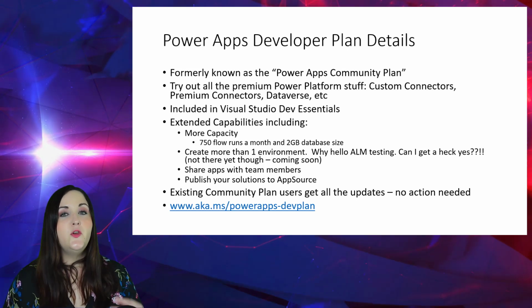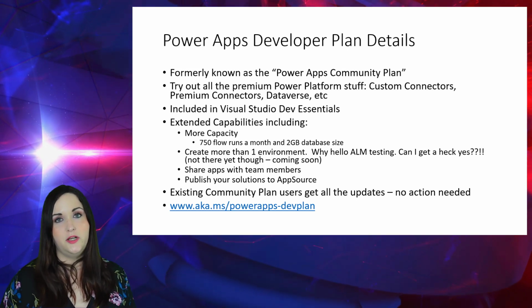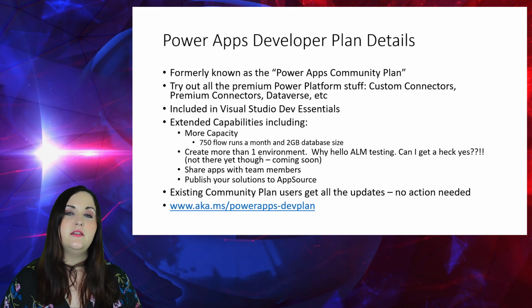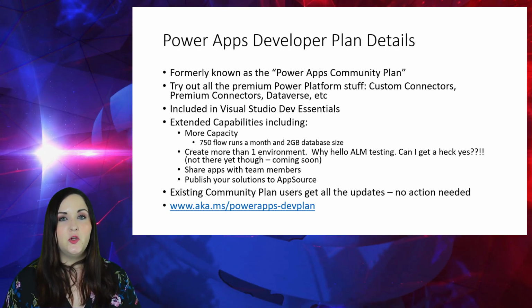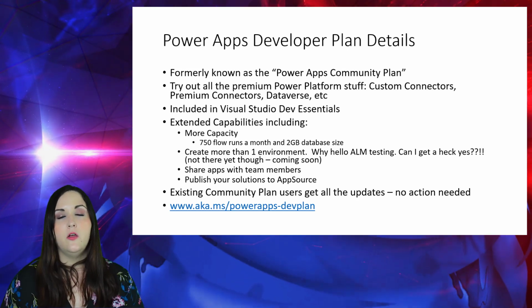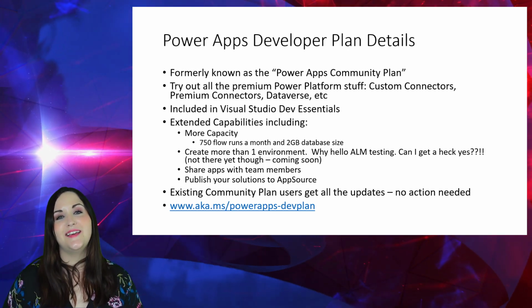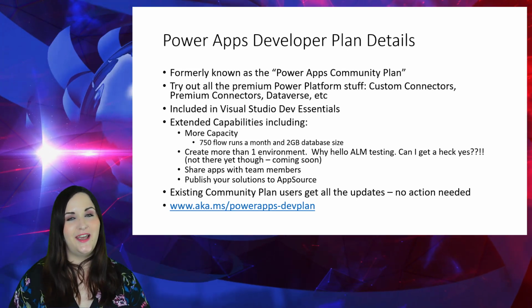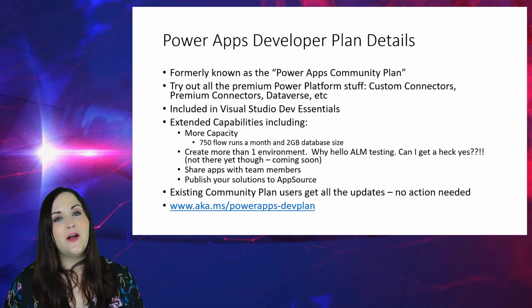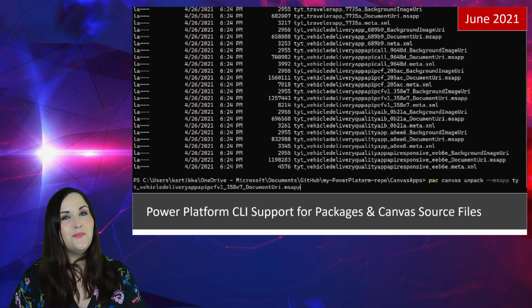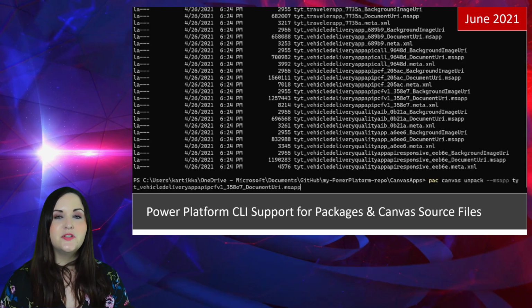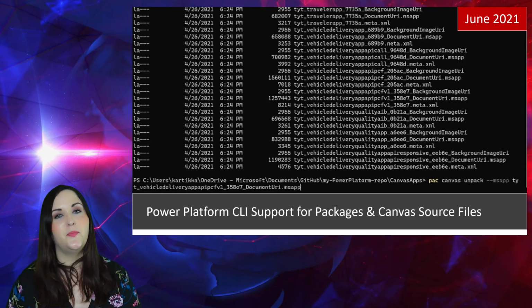And important to note, if you already have a Power Apps community plan, the old version of this, you don't have to do anything. You'll just automatically get all of these new capabilities. But if you don't have one yet, now is the time to get one. So all you have to do is go to aka.ms/powerapps-devplan.